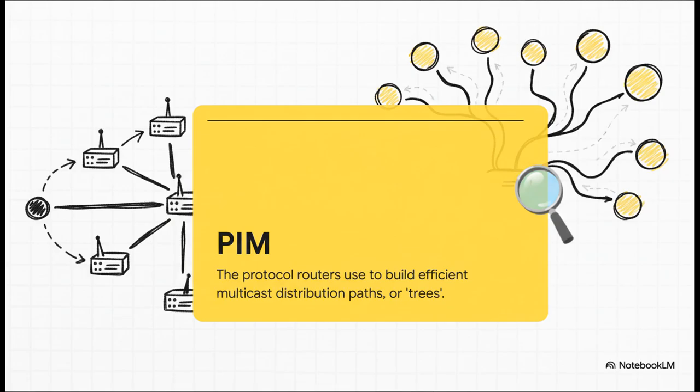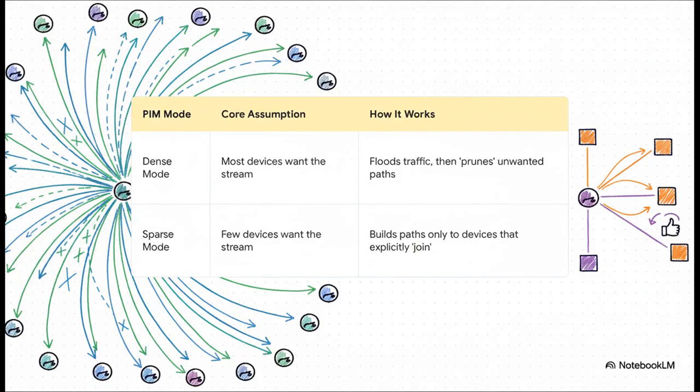PIM, or Protocol Independent Multicast, is the language routers use to talk to each other to build the most efficient delivery routes possible. These routes are often called distribution trees, and they create this logical map that guides the stream from the source to every single subscriber with absolutely no wasted steps. Now here's where it gets really clever.